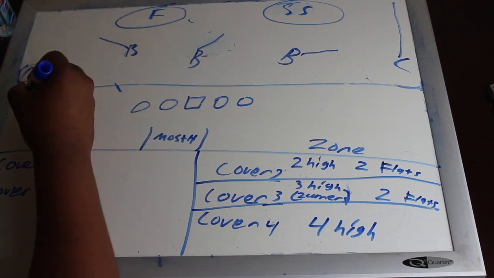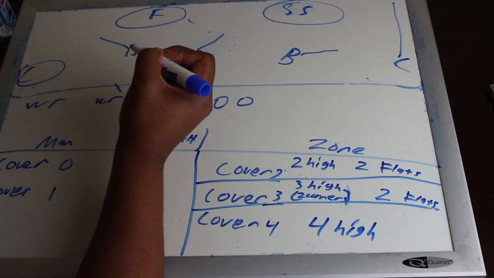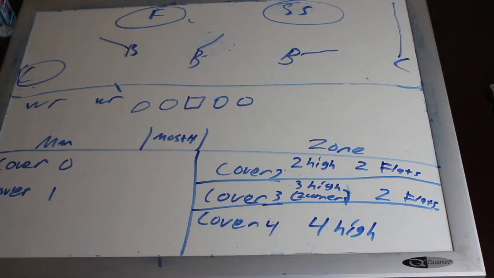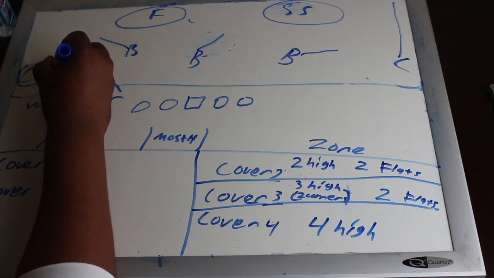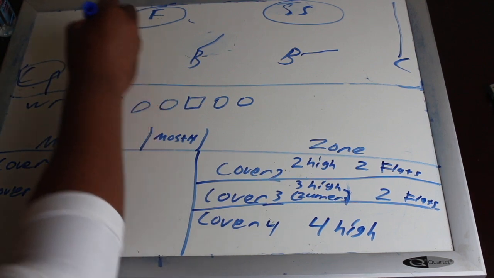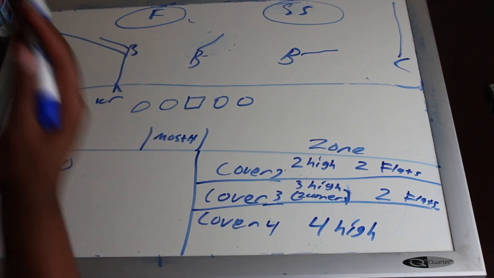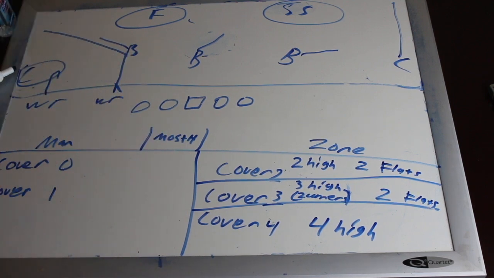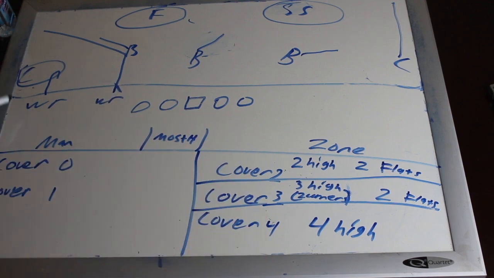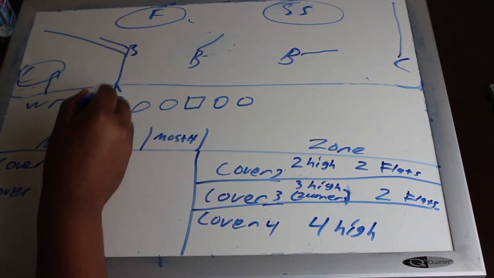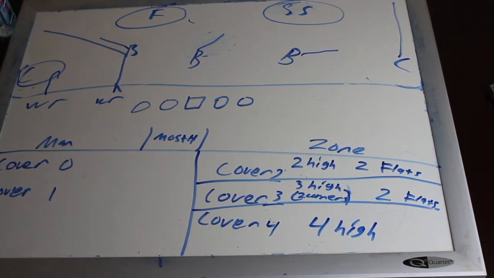And one thing that we could do to exploit cover two is to run what they call a, what's a good concept to beat cover two? Let's say a smash concept, right? This outside guy is going to run a hitch, then this inside guy is going to run a corner route. Now, you know it's going to be wide open because this cornerback is going to play down with the hitch guy. That's what we want. We want the corner to take the cheese and take this hitch guy so we can throw the corner route over the top.